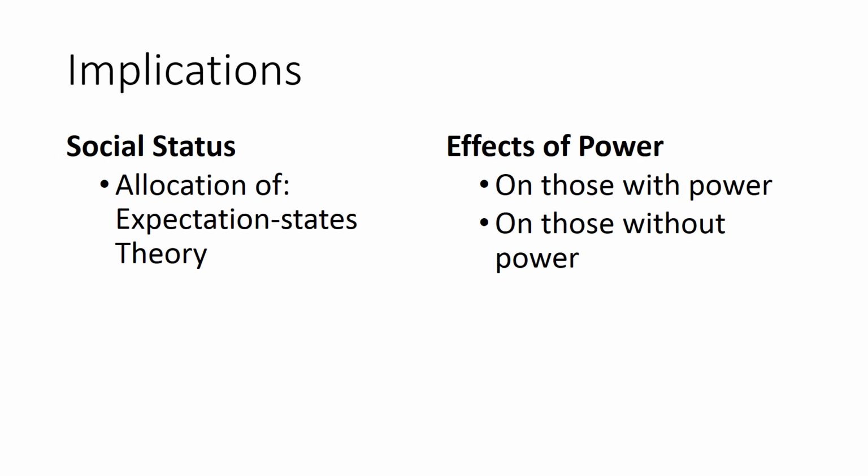Research and theory suggest the way an individual exercises power has a number of implications beyond that initial influence, too, adding to the implications for leadership. The group dynamics texts provide information about implications in two areas: social status and the effects of power.